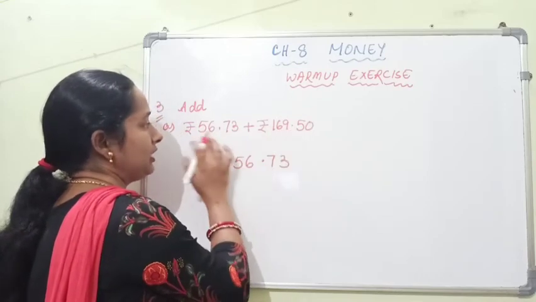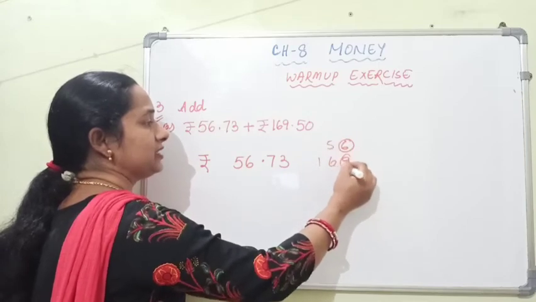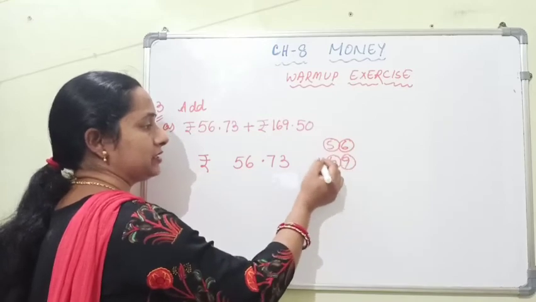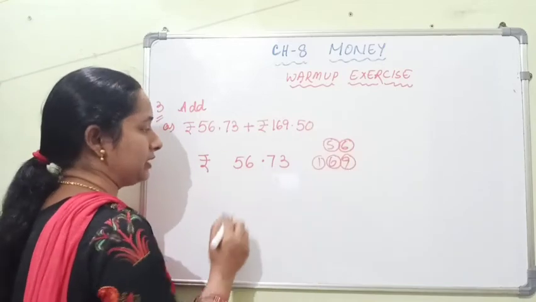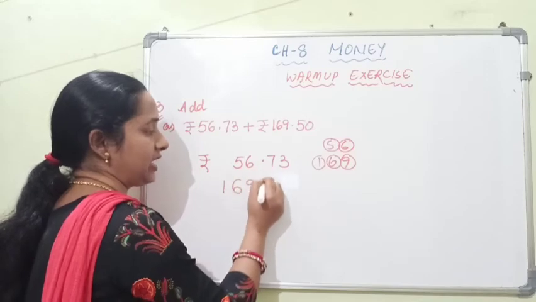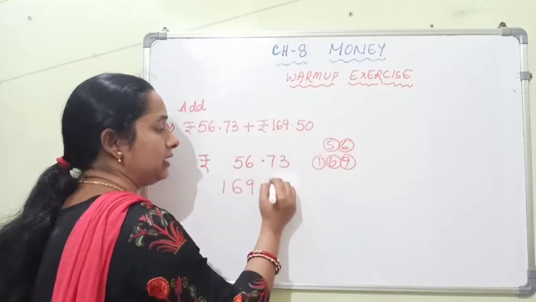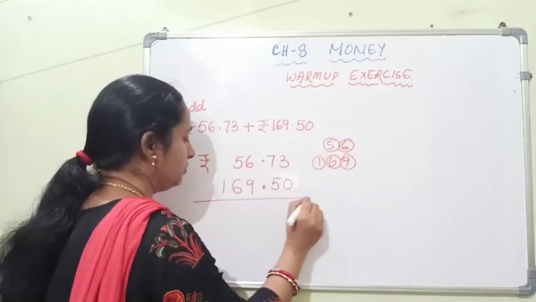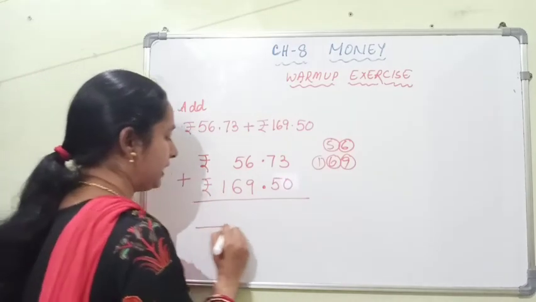Here you see in 56 and 169, 6 is in ones place, 9 is in ones place, 5 is in tens place, so 6 should come under the tens place and 1 should be in the hundreds place. So this alignment should be done. Here you will write 169 like this, and the point should come below the point of the previous money, and you have to write the 50 paise under the paise of the previous amount. Now don't forget to write the rupee symbol, put the addition sign and add them.